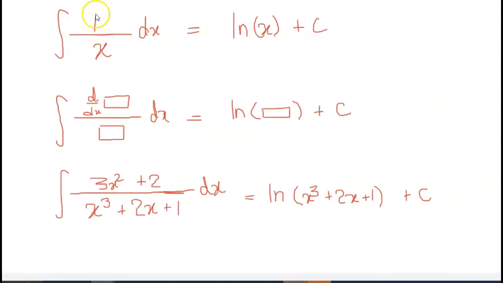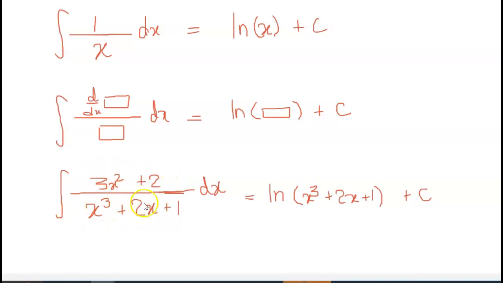Why is that? Because when we have 1 over x, the integral of 1 over x is ln x plus c. Now, if you have a look at just the bottom bit, this is x cubed plus 2x plus 1. What's the differential of the bottom bit? If I differentiate it, that will become 3x squared plus 2x, isn't it? And you see the differential of the bottom bit is on the top.